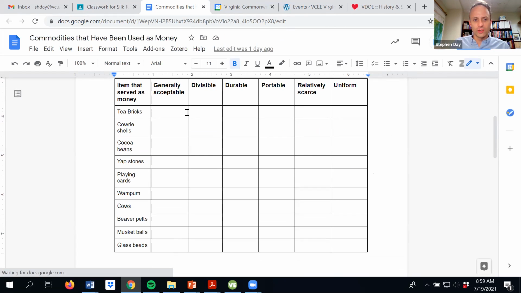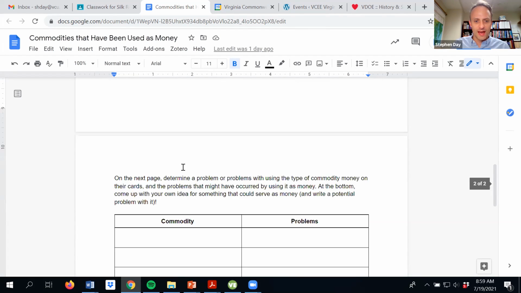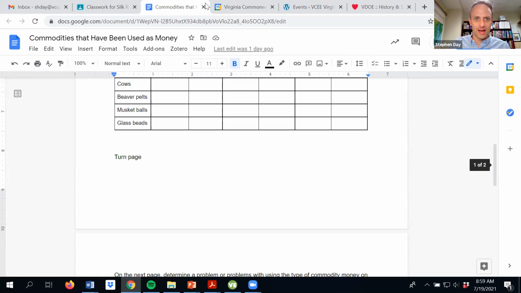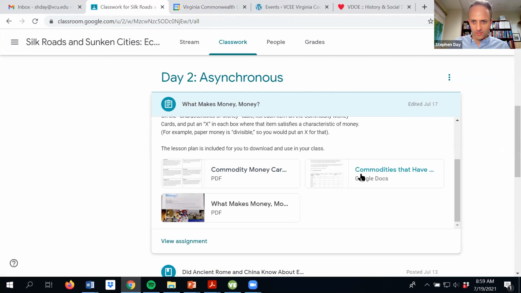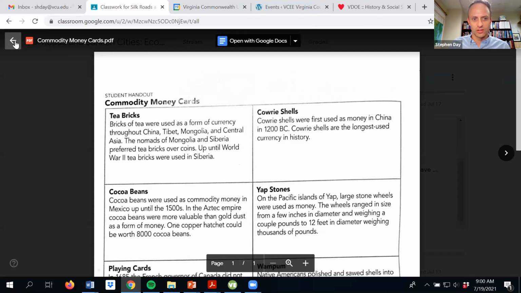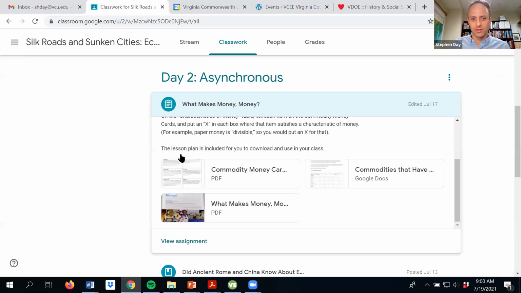You're going to note the characteristics of money. You got to fill that in there. And also different commodities that could be used for money and what problems they might have. And that's going to be turned in through Google Docs and the Google Classroom. This is going to be your activity sheet that you're going to use to get information from them.